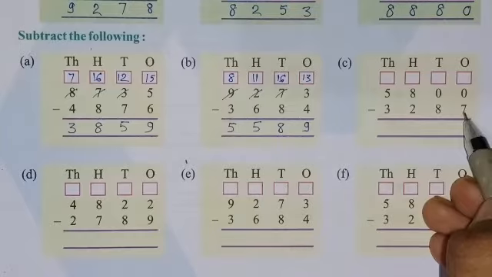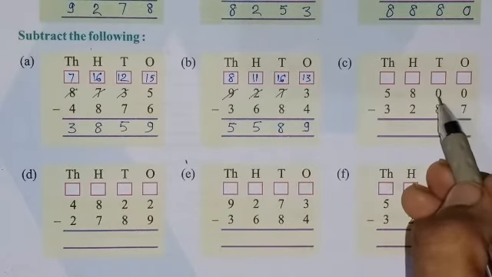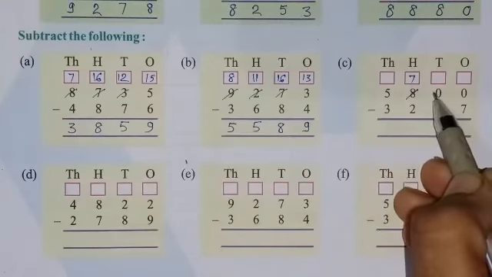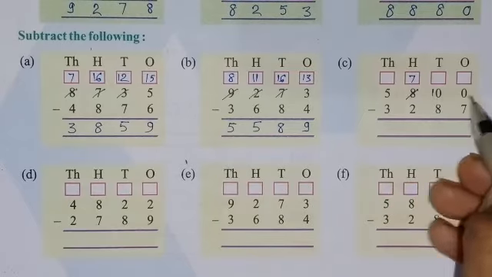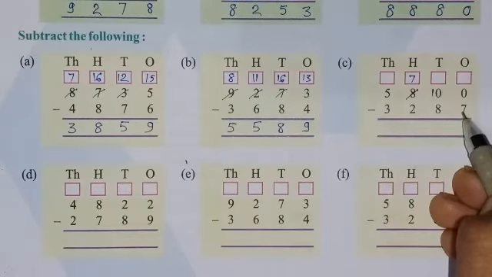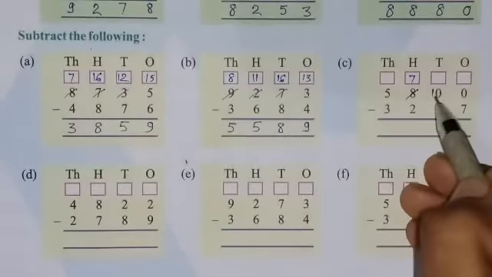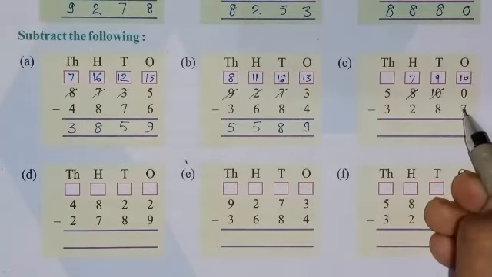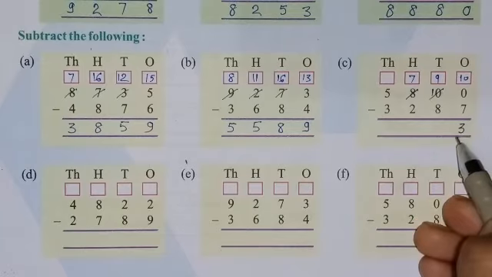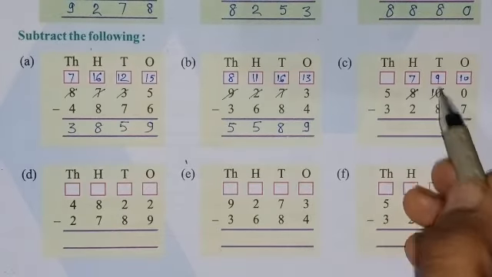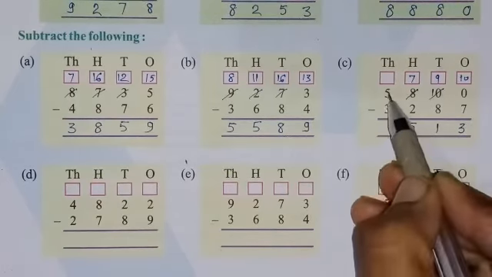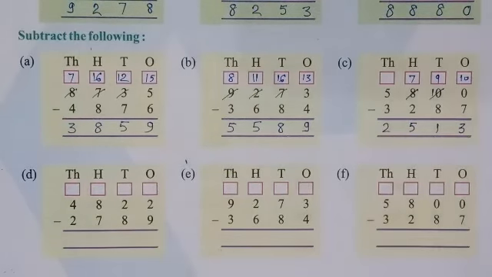0 minus 7 not possible. So we have to borrow from the nearest digit. But it is already 0. So borrow from here. This will be 7 and this will be 10. Okay students, now continue. 0 minus 7 not possible. So borrow from this digit. So this will be 9 and here will be 10. Now 10 minus 7, 3. Okay students, 9 minus 8, 1, 7 minus 2, 5, and 5 minus 3, 2.